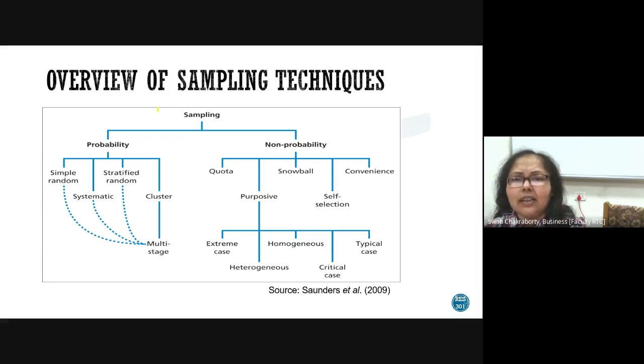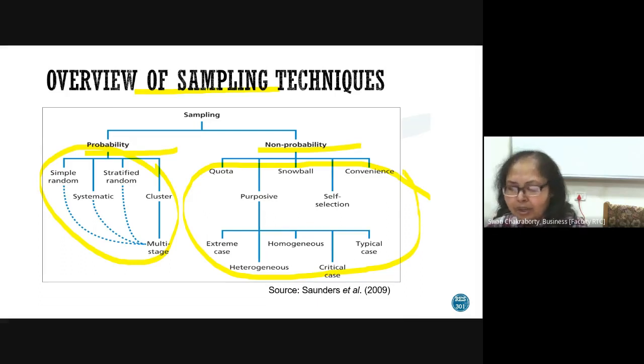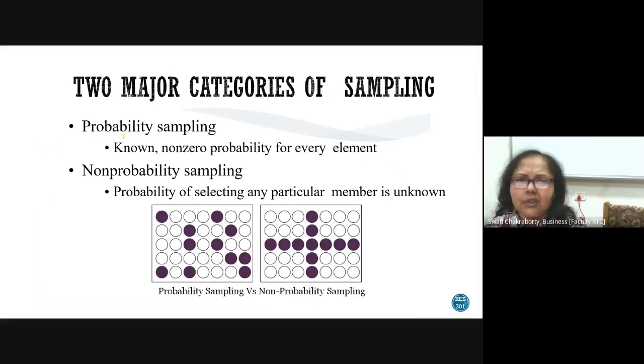So see this, these are the sampling techniques, right? You have probability and non-probability, and the different categories of probability sampling, different categories of non-probability sampling. So we'll go more into details. So as I said, there are two types of sampling.